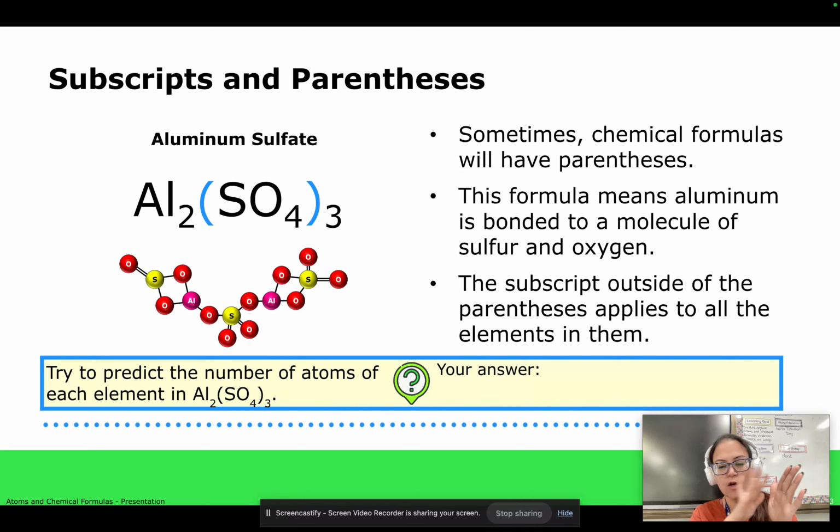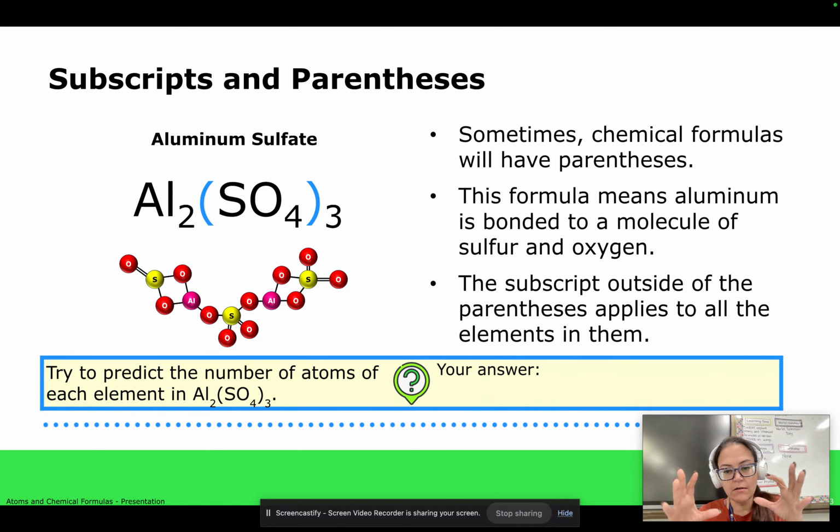The 3 applies to everything inside the parentheses. So here, the aluminum, we have 2 atoms of aluminum, and then separately, it's all connected, but it's separate. We have this molecule, SO4, so sulfur, and then 4 atoms of oxygen. So each of those little sections has 1 sulfur, 4 oxygen. But we have 3 of those. So we have our Al2 over here, and then we have an SO4, an SO4, and an SO4.